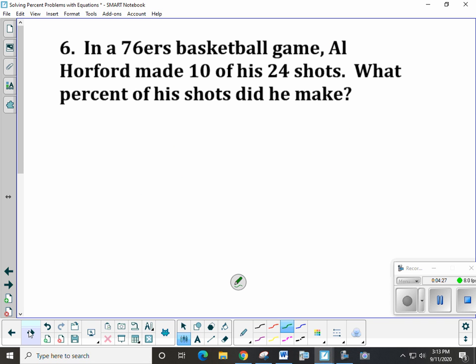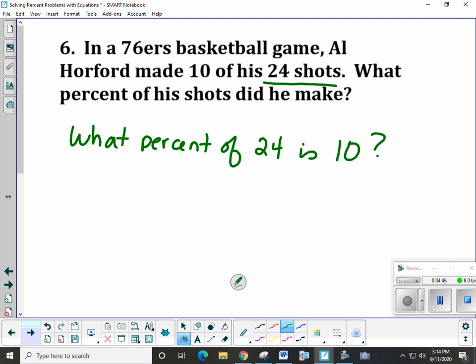Okay, in a 76ers basketball game, Al Horford made 10 of his 24 shots. What percent of his shots did he make? So let's write a sentence here. What percent of the total amount? So what percent of 24 shots is 10? We're trying to figure out the percentage of all of his shots and what percent is 10. So what percent is X of 24 is 10? So we're going to clean this up. Instead of x times 24, I'm just going to write 24x equals 10.